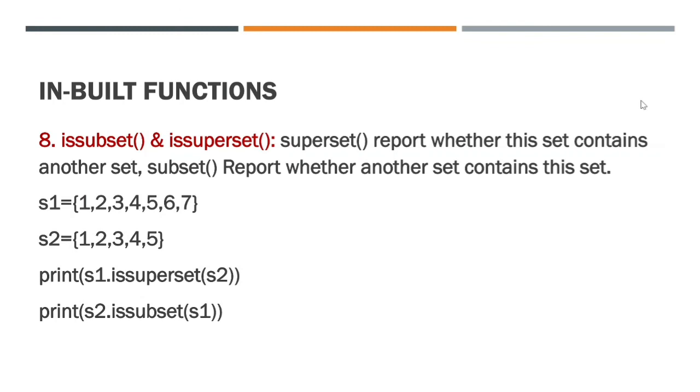What these two methods are going to report is a Boolean value. If S2 is contained in S1, that means S2 is a subset of S1. At that point of time, it is going to return true. And if we see that S1 is a superset of S2, in that case also it is going to return true. So they are going to return Boolean values, and let us see how they work.